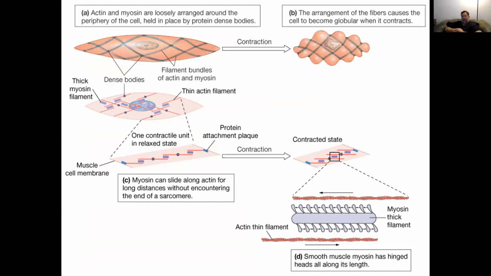Well, in the case of smooth muscles, they run past each other in such a way that it causes the entire smooth muscle to contract. So look at this picture here. Remember what the dense bodies do? They grab onto the actin and anchor the actin.